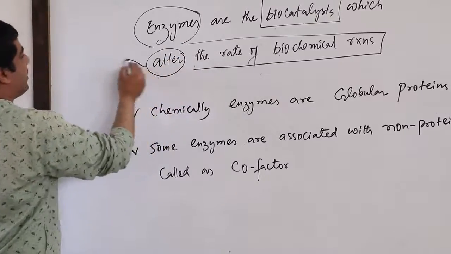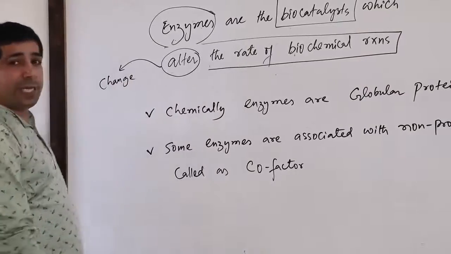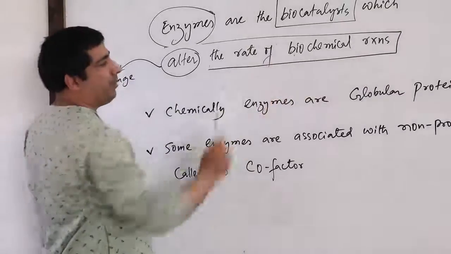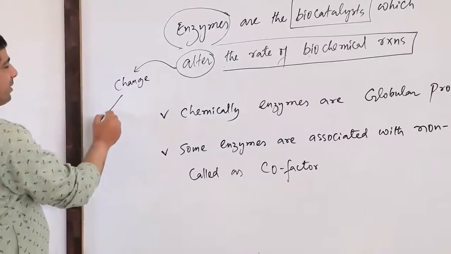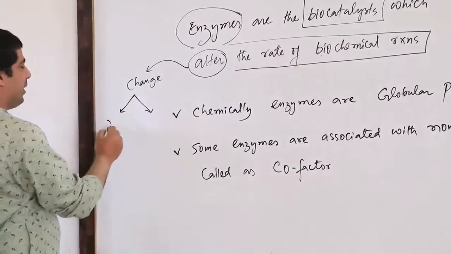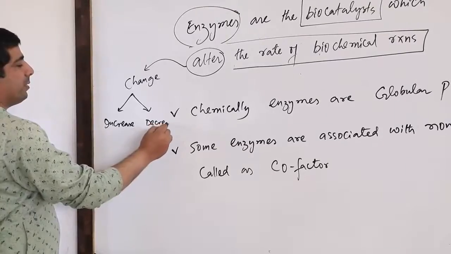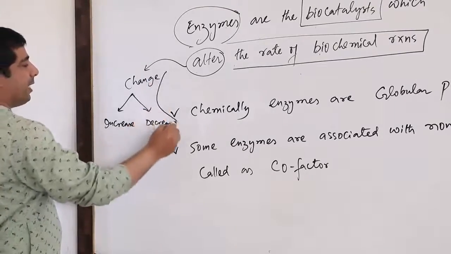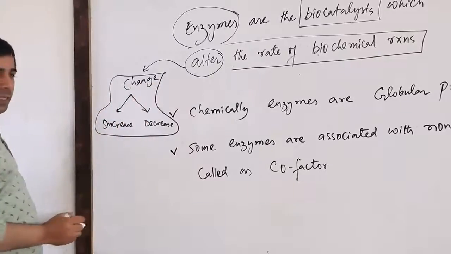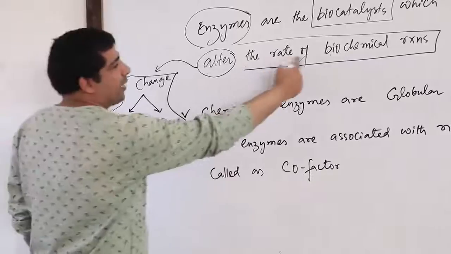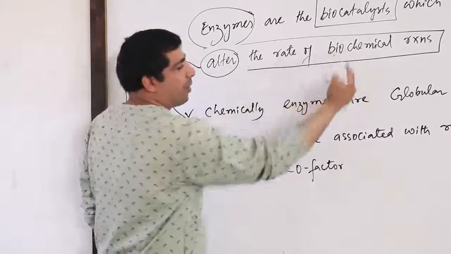Alter basically means change. So it can change the rate of a biochemical reaction. But now this change can be further of two types. It may relate to an increase or it may relate to a decrease. That means this change has to be either an increase or a decrease. Increase in what? The rate of biochemical reaction, or a decrease in the rate of biochemical reaction.